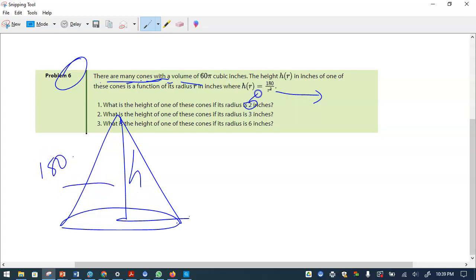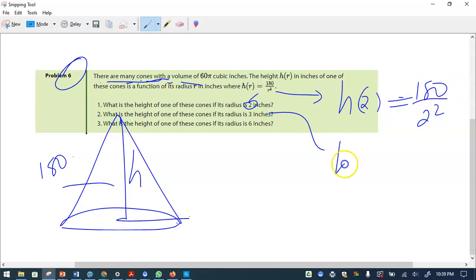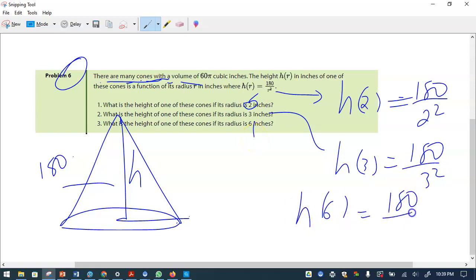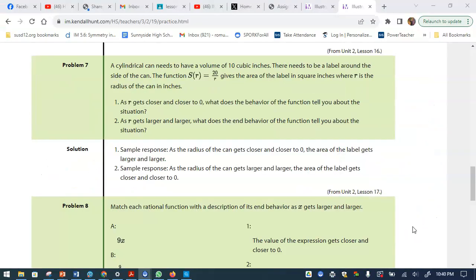All you do, you put 2. So h of 2 equals 180 over 2 squared, and solve. Then you put h of 3 and check it out. And then you put 6 and that's it. And you can continue.